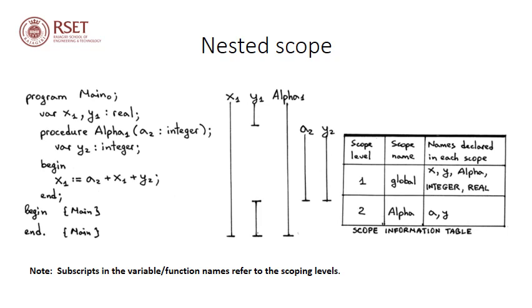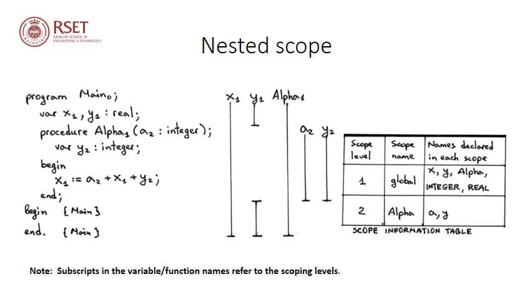X and y are real variables, and now within alpha we have the variable y, which has been given the subscript 2 to indicate that it is at scope level 2, within the procedure alpha. Even the parameter passed to the function alpha is given the scope level 2, so it's also given the subscript 2. So within scope level 2, if you notice in the symbol table, the names declared within scope 2 are a and y. So this is how the scope information table will be created.